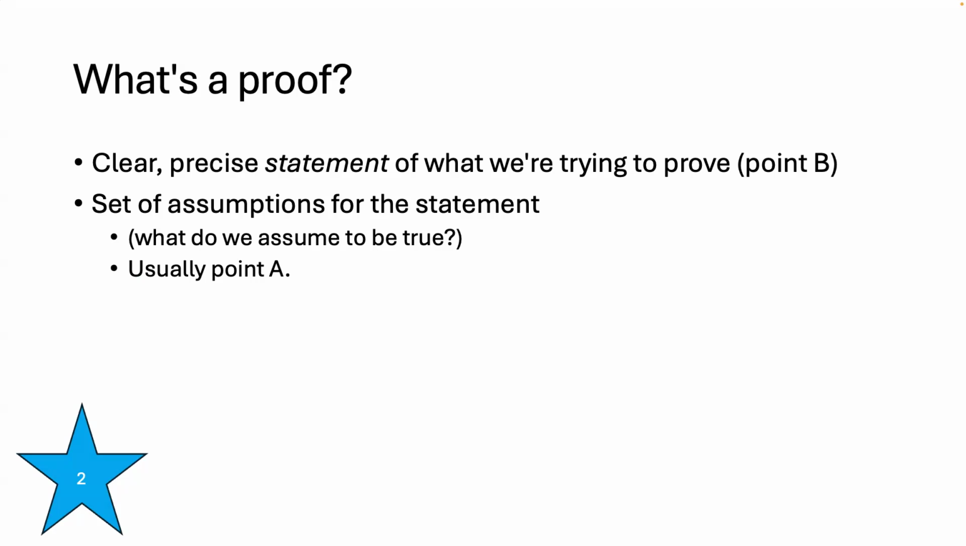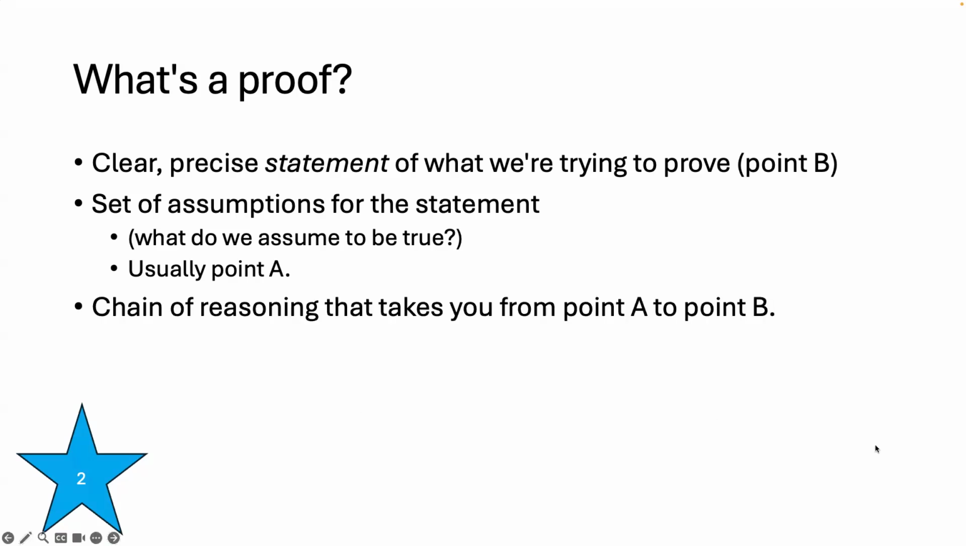Yeah, and that's kind of our starting point. That gives us the tools to say, here's our end goal. This is where we're starting. So that's point A. And then the third component of a proof is the actual contents of the proof, which is how we go from point A to point B.